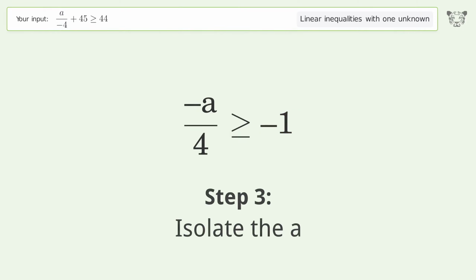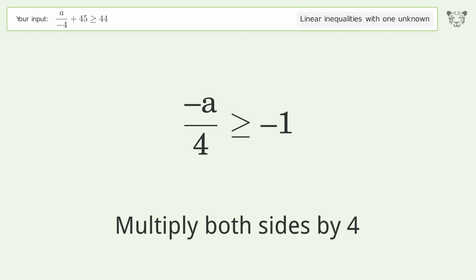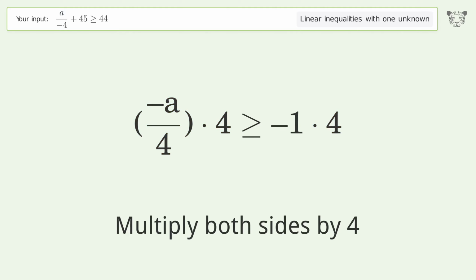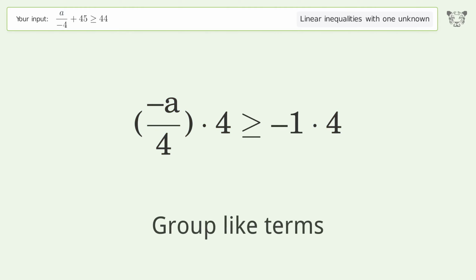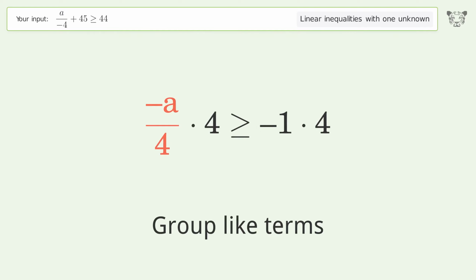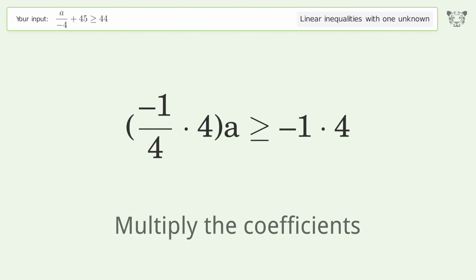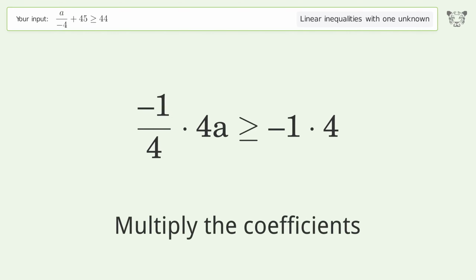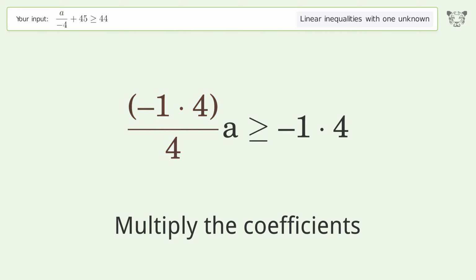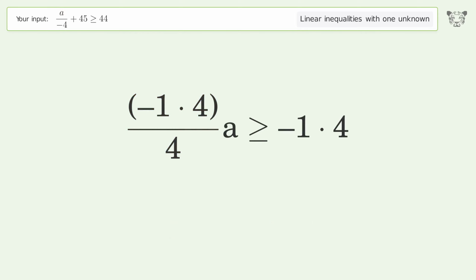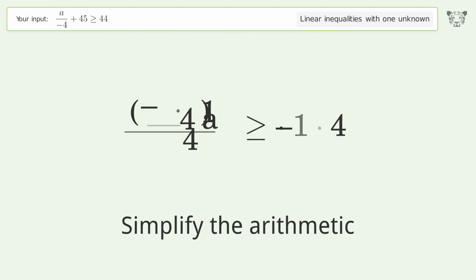Isolate the a. Multiply both sides by 4. Group like terms. Multiply the coefficients. Simplify the arithmetic.